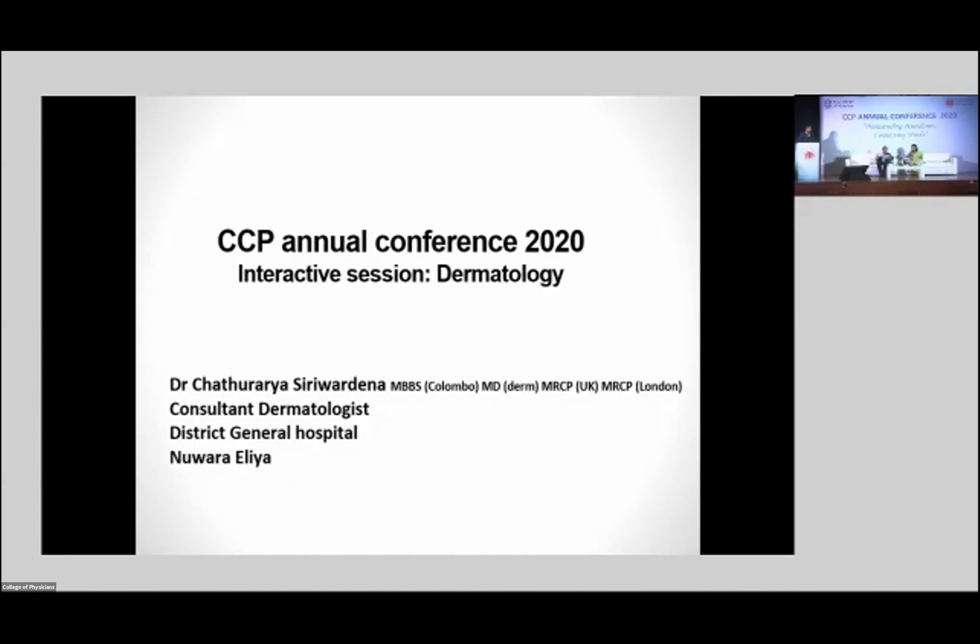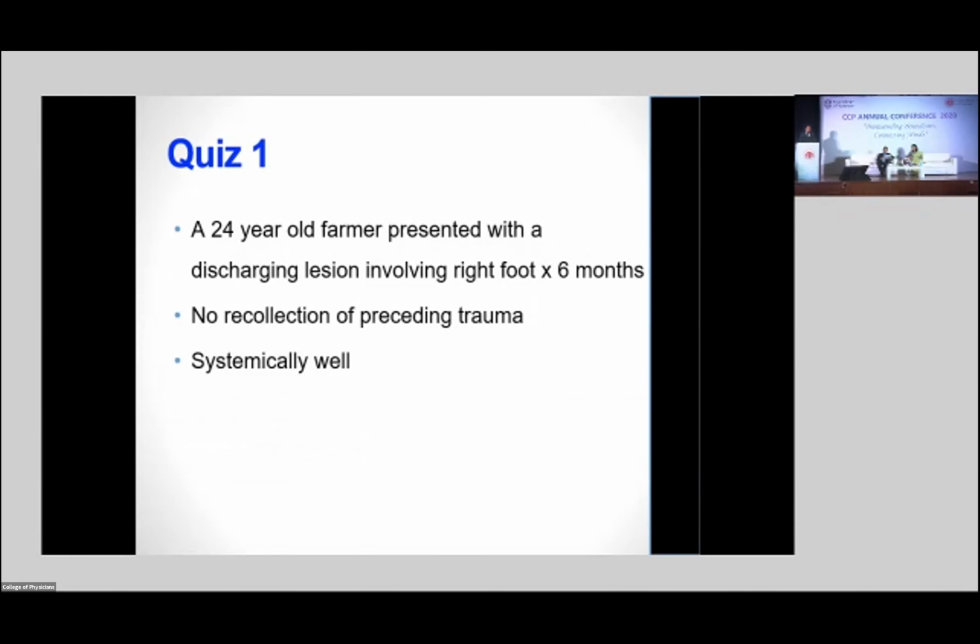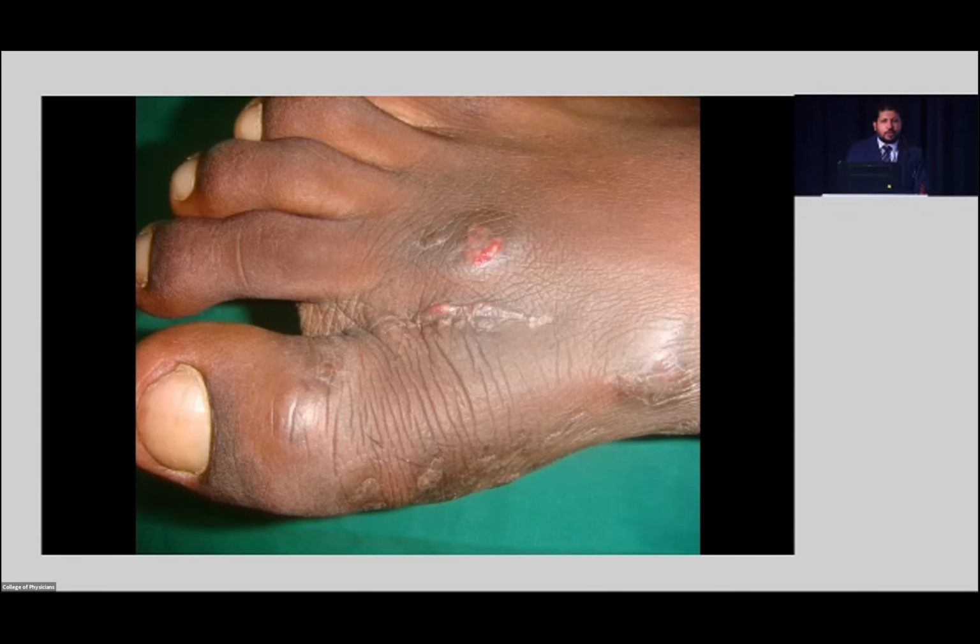Thank you very much. I've arranged a series of patients with medical and dermatological significance. So without much further ado, since we are short of time, let's move on to the patients. So the first patient is a 24-year-old farmer who presented with discharging lesions involving his right foot for over 6 months duration. He could not recall any preceding trauma and he was otherwise well.